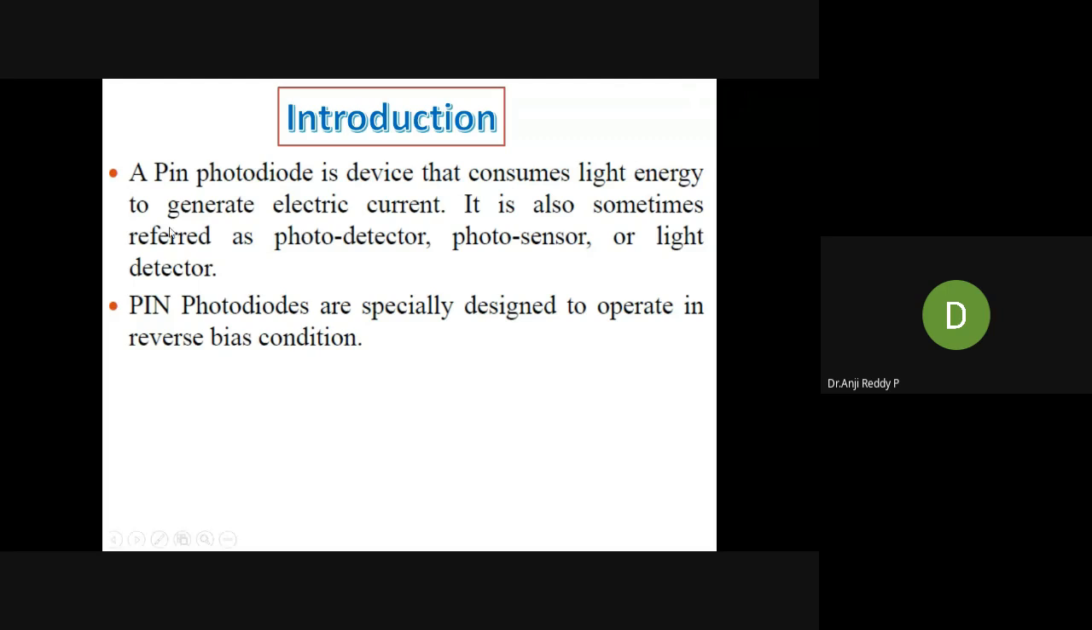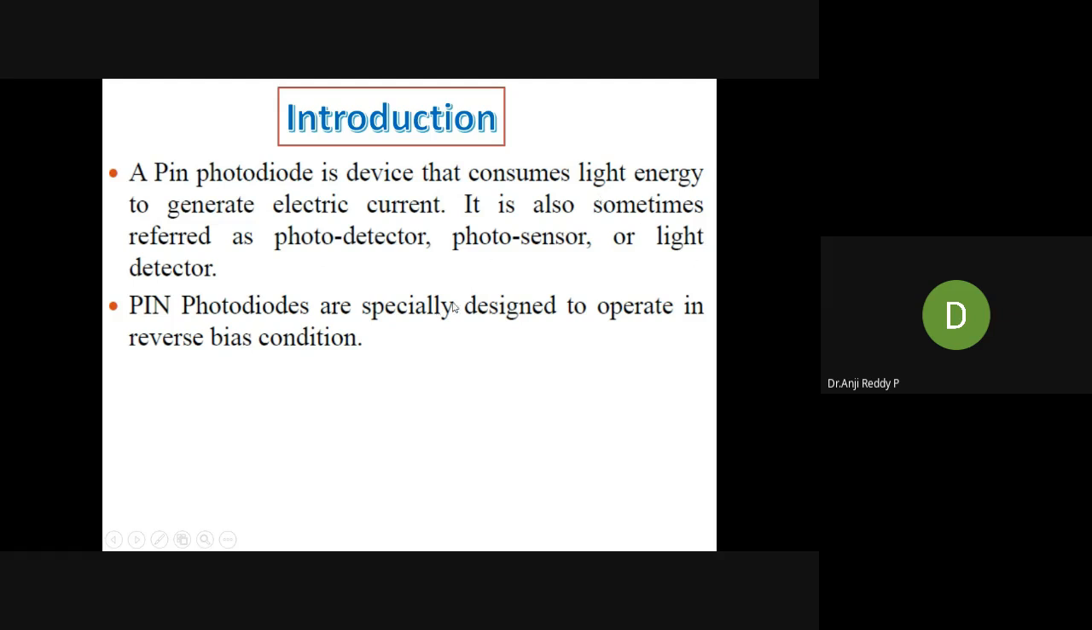What is the another name of this pin photodiode? It is also sometimes referred to as photodetector. Okay, this we can use as a light detector. Photo means light. For detecting light we can use this one. That's why this is very responsive. Even if a small amount of light is incident on this pin photodiode, immediately that will respond. Immediately the current will emit. That's why it will work as a photodetector, or we can refer to it sometimes as photodetector or photo sensor. It will be sensing the light, a light detector.